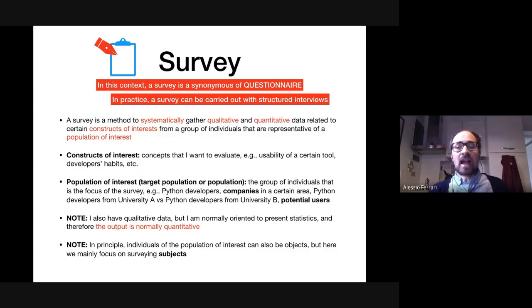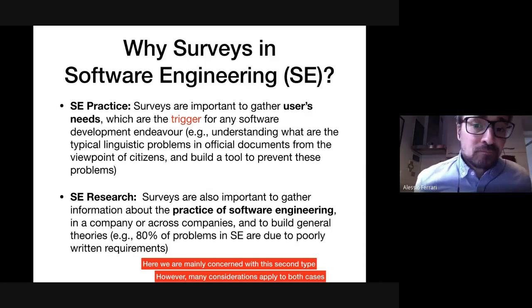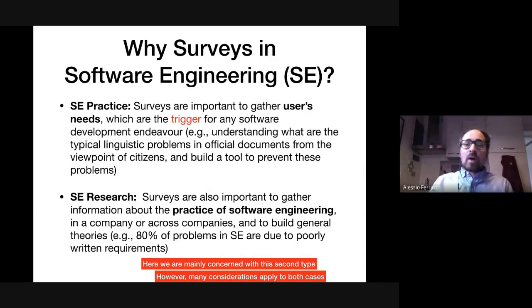Okay, yes, as I said, a survey can be carried out also with structured interviews. Why do we discuss surveys in software engineering? Well, they are quite important in software engineering practice, because they can be useful to gather users' needs, which are the trigger for any software development endeavor.